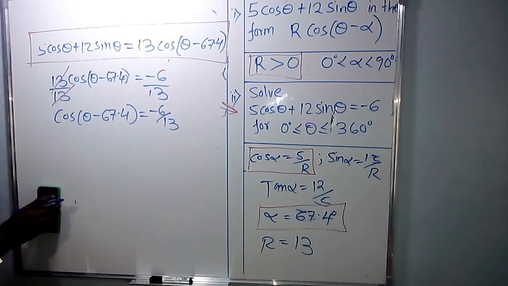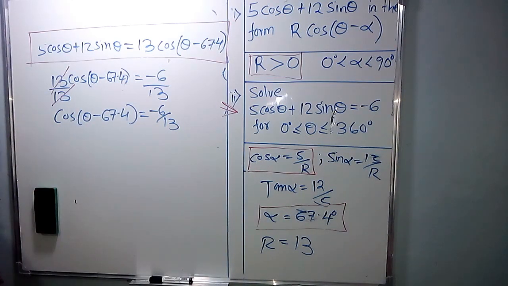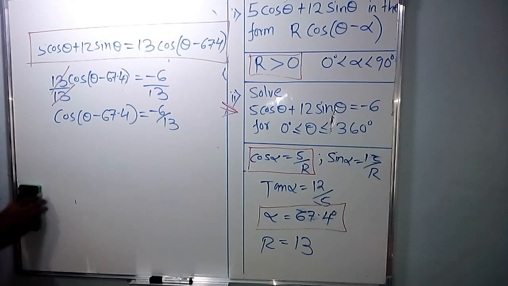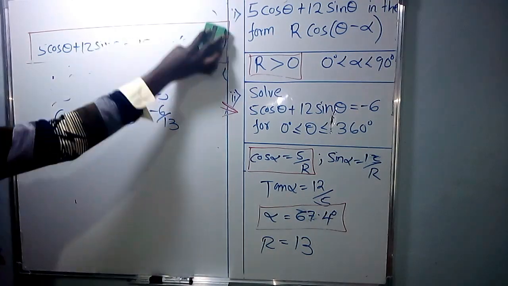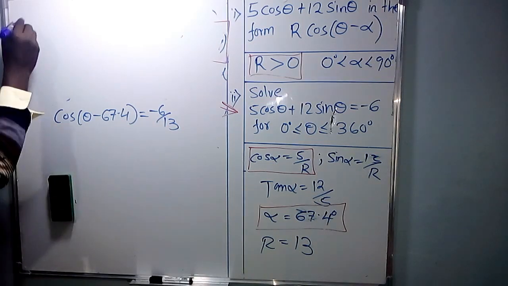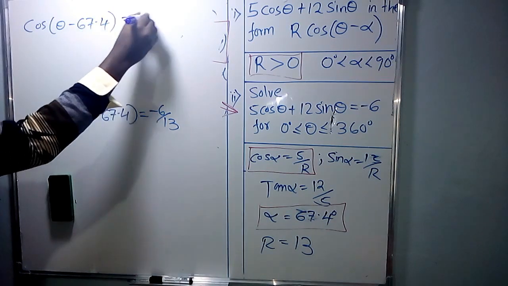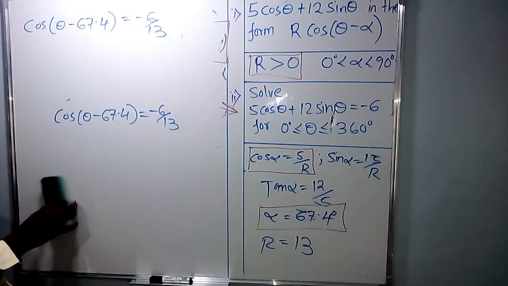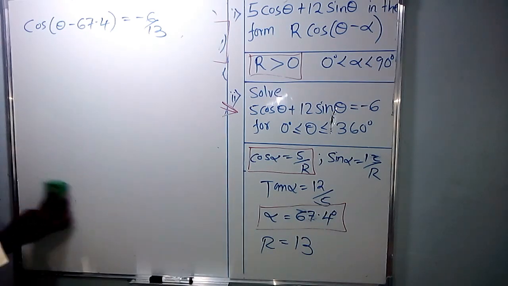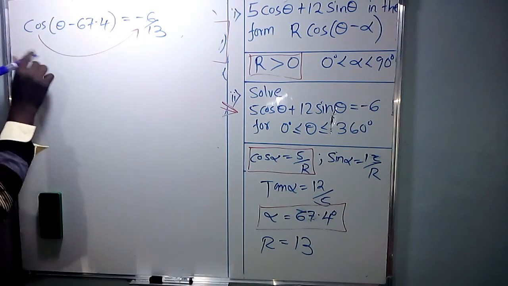Now from there, we now want the angle. Remember the angle inside the cosine is theta minus 67.4, isn't it? So even if you let that theta minus 67.4 be A, it is like saying that cos A is equal to negative 6 over 13, isn't it? If you let this angle inside the cosine, this angle theta minus 67.4, be A, it means you have cos A equal to negative 6 over 13, isn't it? So for you to get angle A, you are looking for the cos inverse of negative 6 over 13, isn't it? Are you seeing that?